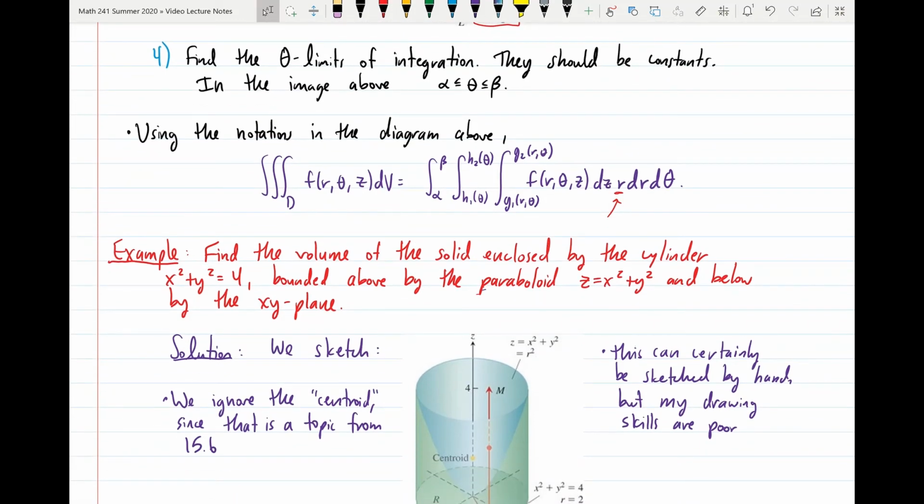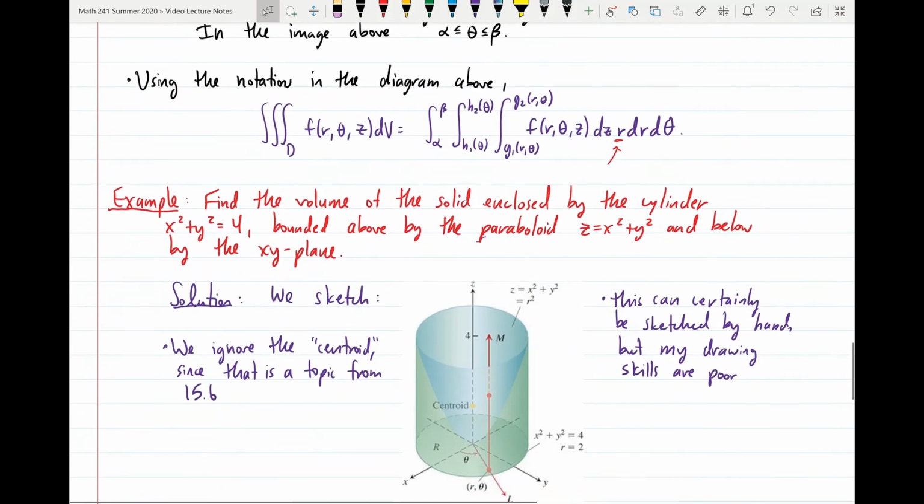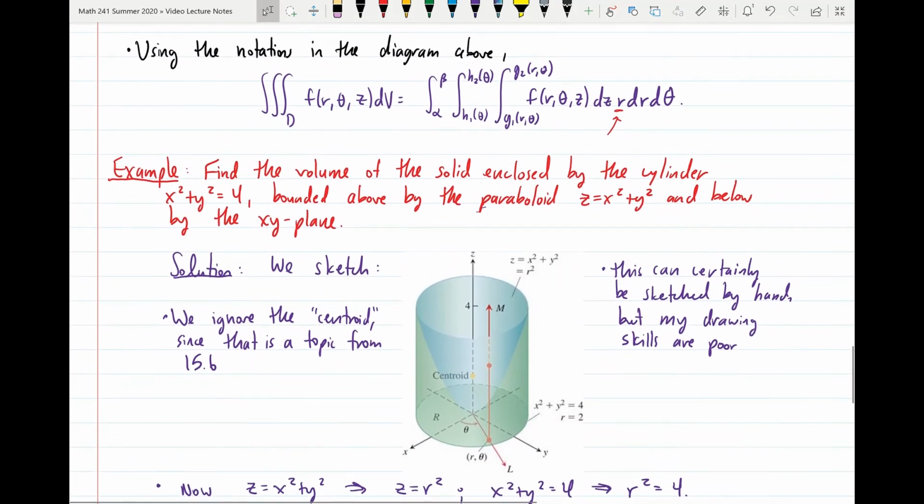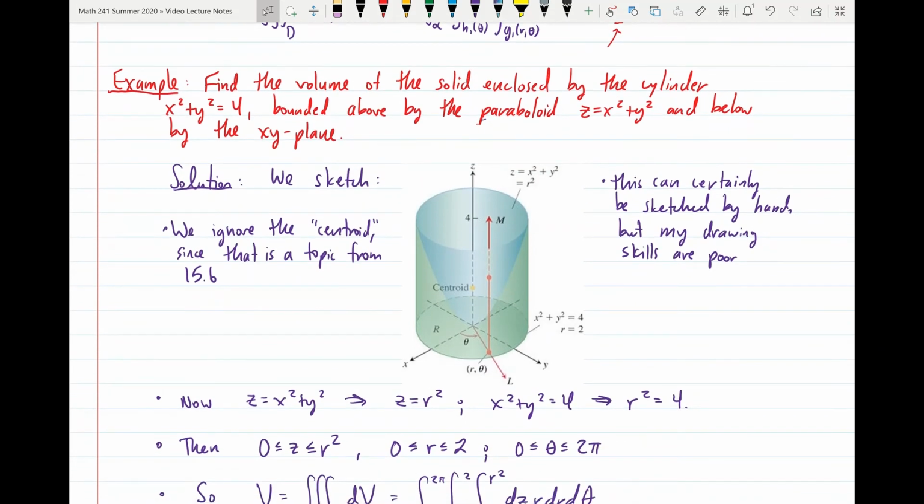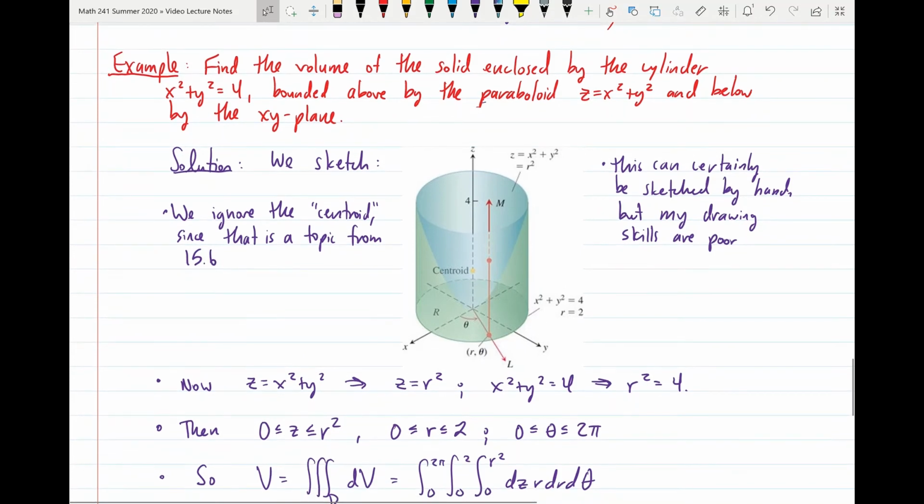And finally, we have the last example for the video here. It is a relatively short video. Let's say we want to find the volume of the solid enclosed by the cylinder x squared plus y squared equals 4 and bounded above by the paraboloid z equals x squared plus y squared and below by the xy plane.